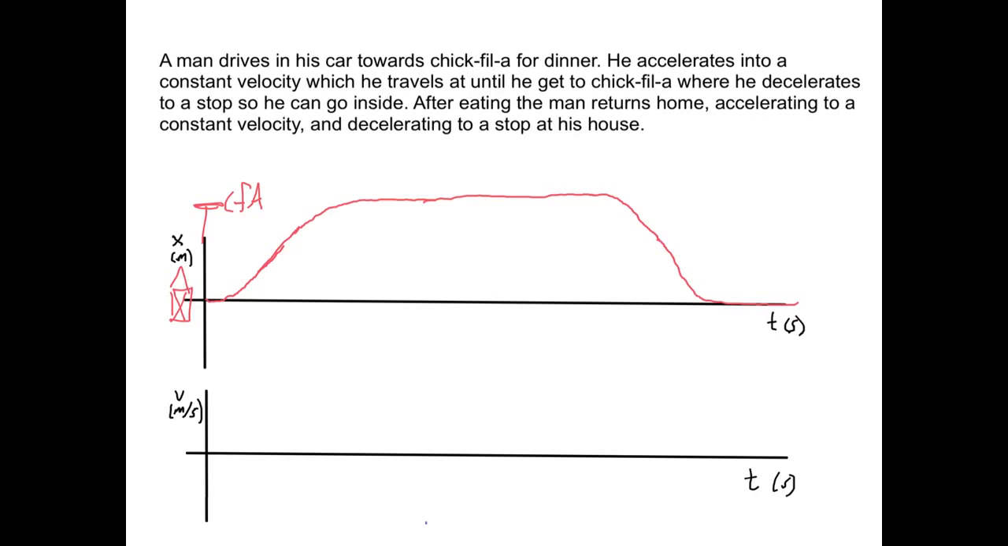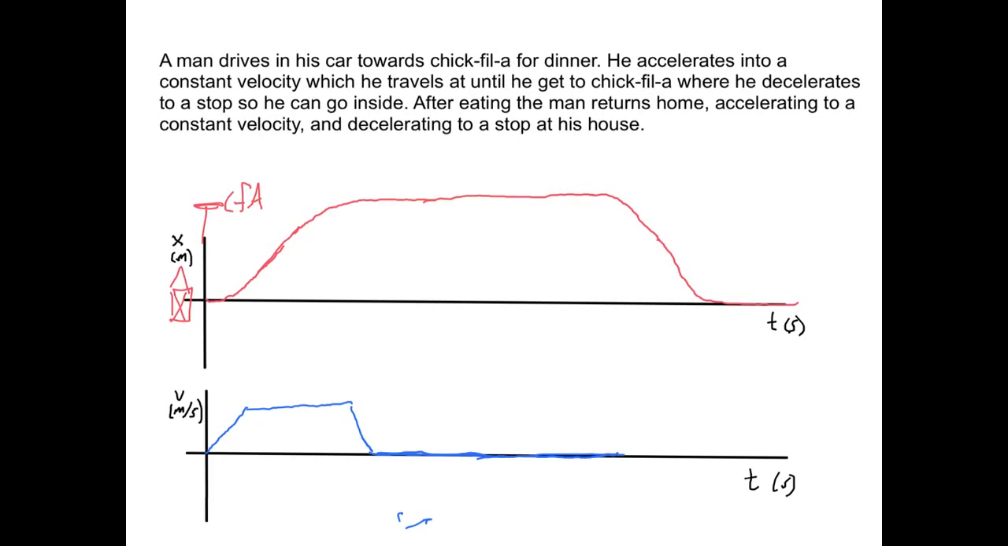Velocity time graph, that would look something like this. We would have him accelerating into a constant velocity, which he holds for a while until he decelerates to a stop. Right, and he stays stopped at Chick-fil-A for a good while. And I apologize that the position time graph and the velocity time graph don't perfectly line up here. He stays stopped for a long time until he's going to come back home.